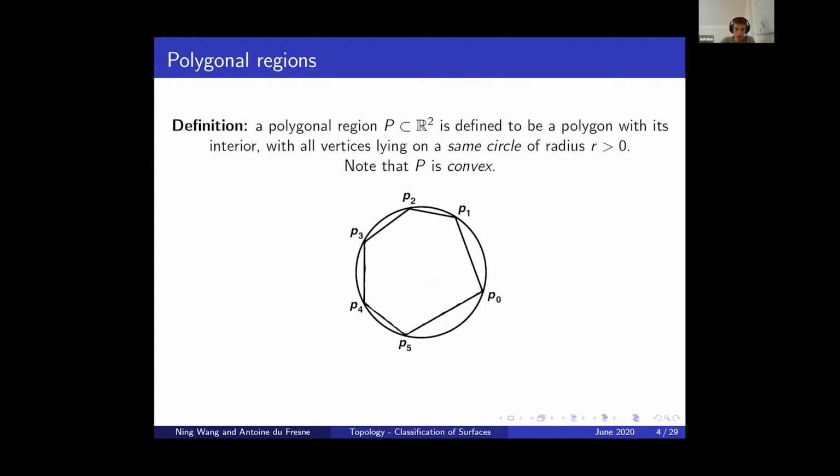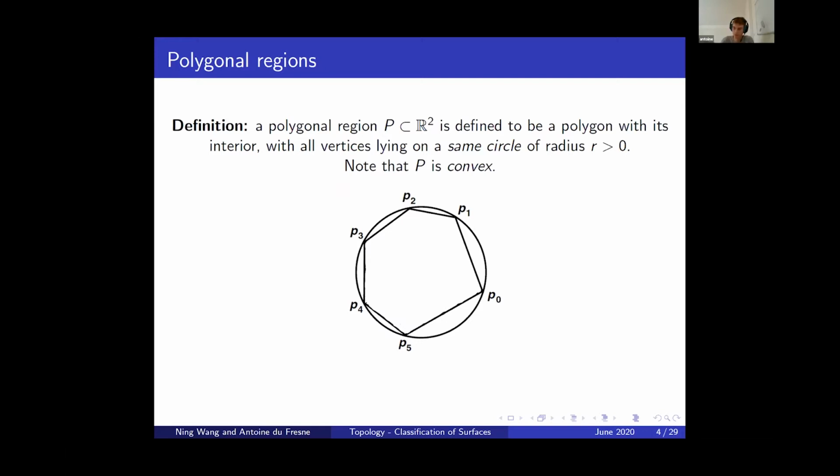So a polygonal region is a polygon in the plane with its interior. So we take the interior of the polygon, and all the vertices must lie on the same circle of radius r bigger than 0. So in particular, P is convex.